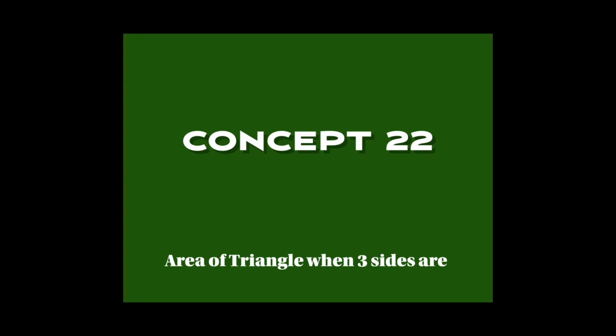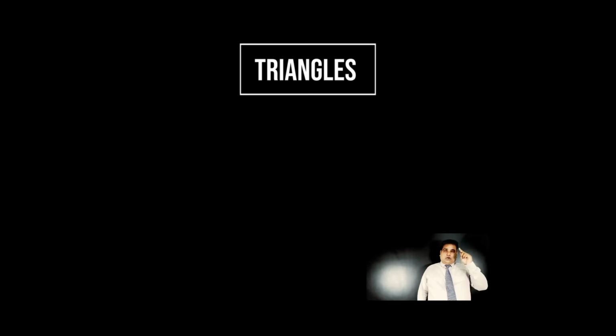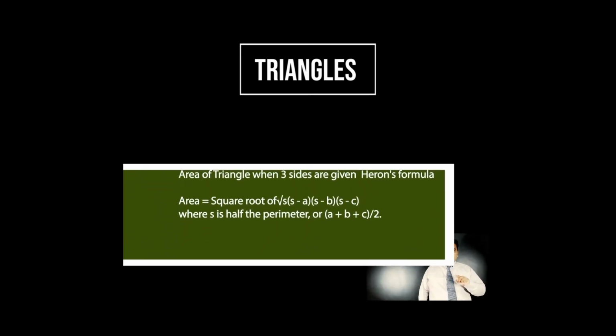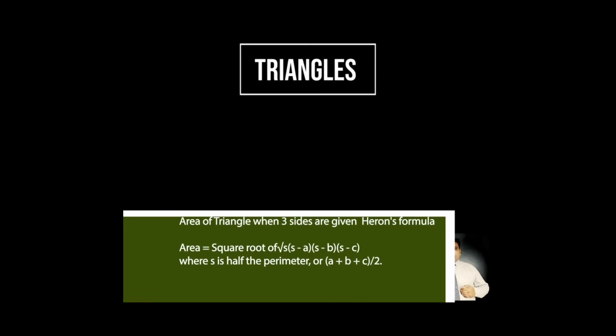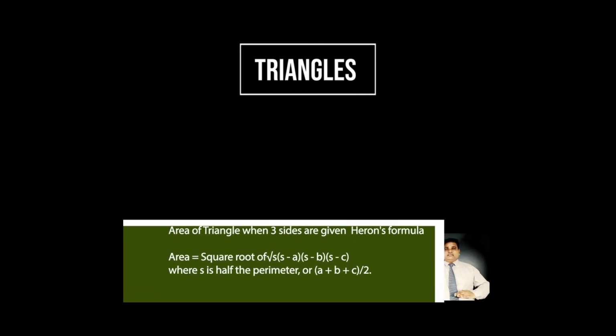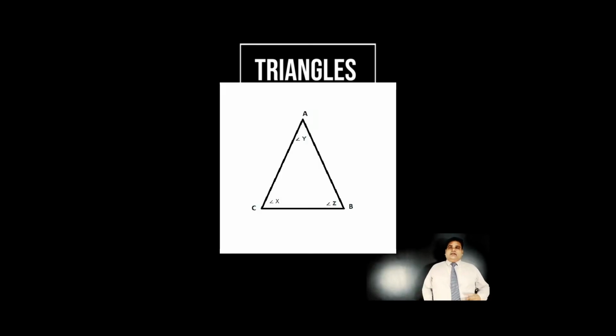Concept 22. Area of the triangle when three sides are given, a formula also known as Heron's formula. When the height is not given, but the measurements of three sides are given. If you see in triangle ABC, where the lengths of AB, BC and CA are given, how are we going to find the area? There is a formula. The area is root of S into S minus A, S minus B, S minus C.